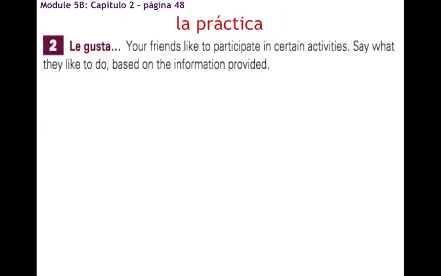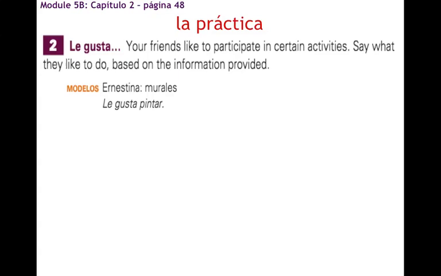Muy bien. So we've talked about you and what you like to do. We've used que te gusta, answering with me gusta. Now let's talk about someone else. Your friends like to participate in certain activities. So say what they like to do based on the information provided. So let's look at a couple of modelos. First, we see Ernestina, and we see Morales. To say that it's pleasing to her to paint, not to me, me gusta, not to you, te gusta, but to her or to him, le gusta. Perdón. So we would say, le gusta pintar.